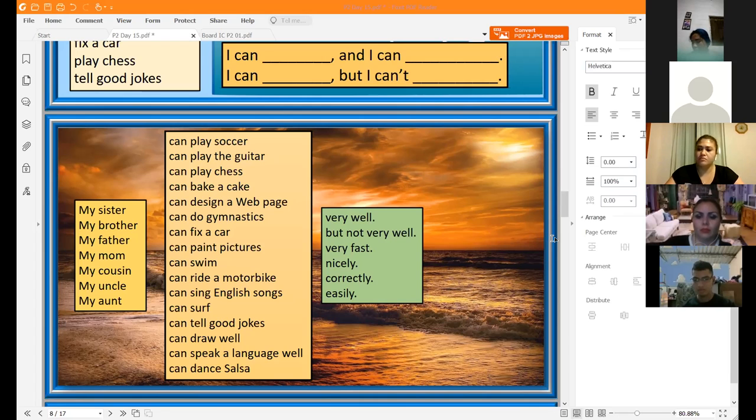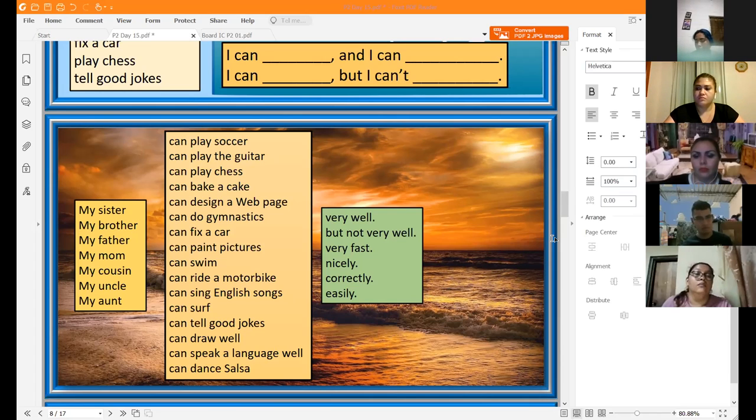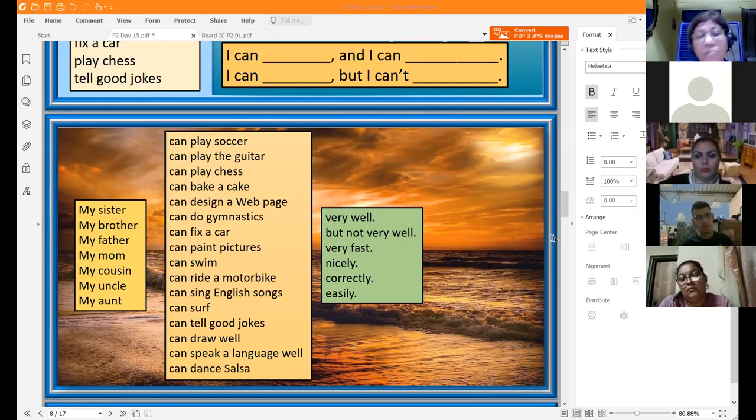Now, Zulma Guadalupe Vázquez. My sister can bake a cake very well. Yes. My brother can swim very fast. Mm-hmm. My mom can paint pictures very well. Yes. My father can fix a car very fast. Okay, excellent. That's nice. Very good.